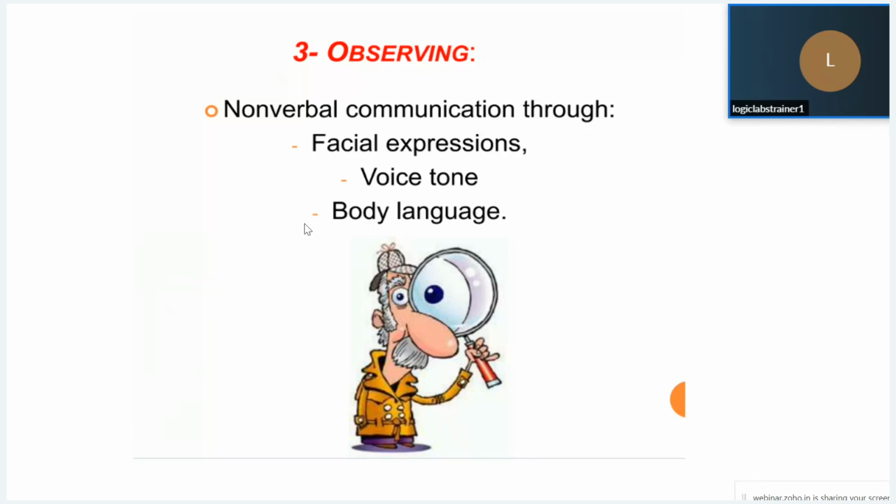Next comes observing. How are you going to observe? Non-verbal cues. For example, if your client is sweating, you understand that your client is nervous, or maybe any individual is nervous. This is what you're doing: observing. The same goes for the tone and voice of your client, your student, or an individual. You should understand, oh, this person is hesitating to speak.